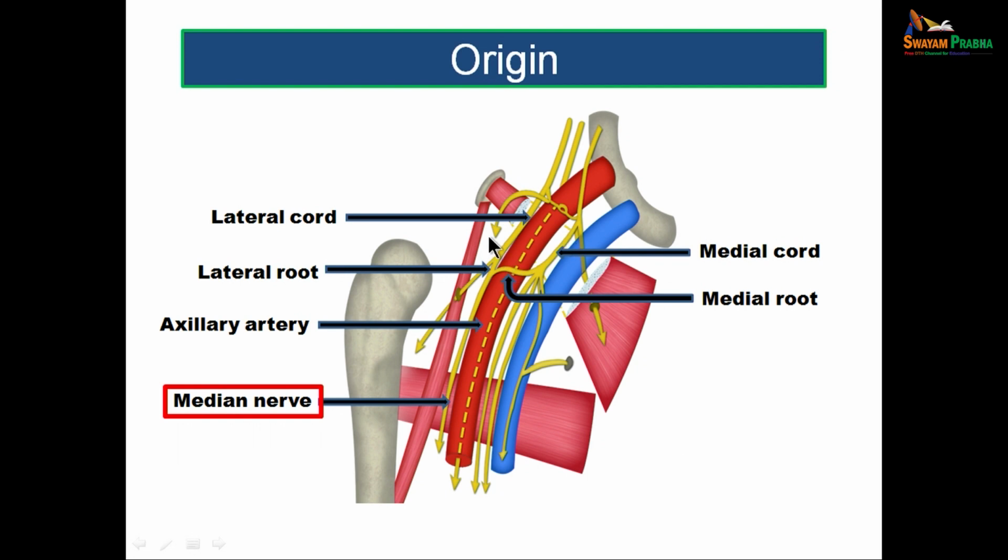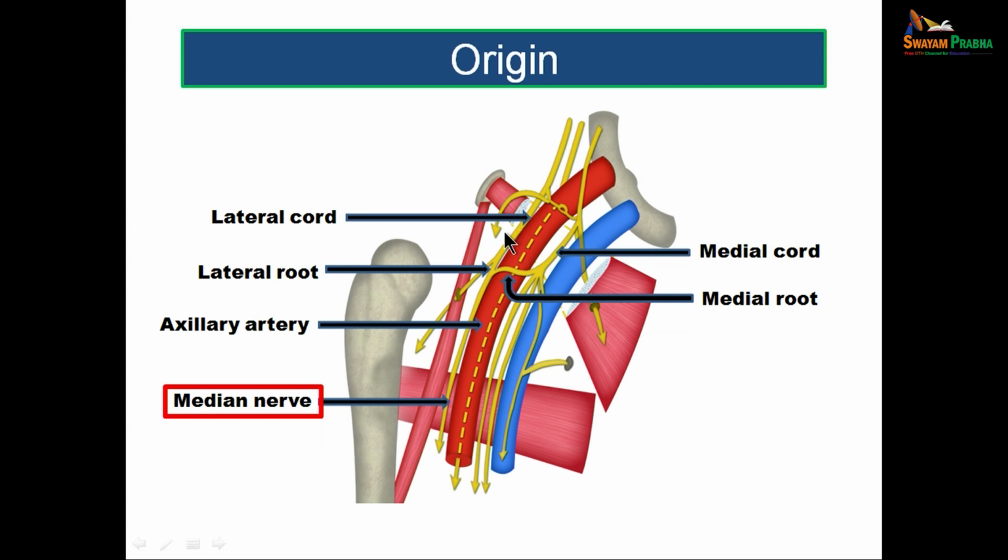You find the lateral cord is giving the lateral root here, which is going to take part in the formation of median nerve, and also the medial cord is giving a branch, that's the medial root. You can see the medial root crossing the axillary artery superficially, going laterally and joining the lateral root. We all know lateral cord is made up of fibers coming from the brachial plexus, and these fibers will have a root value of C5, C6 and C7.